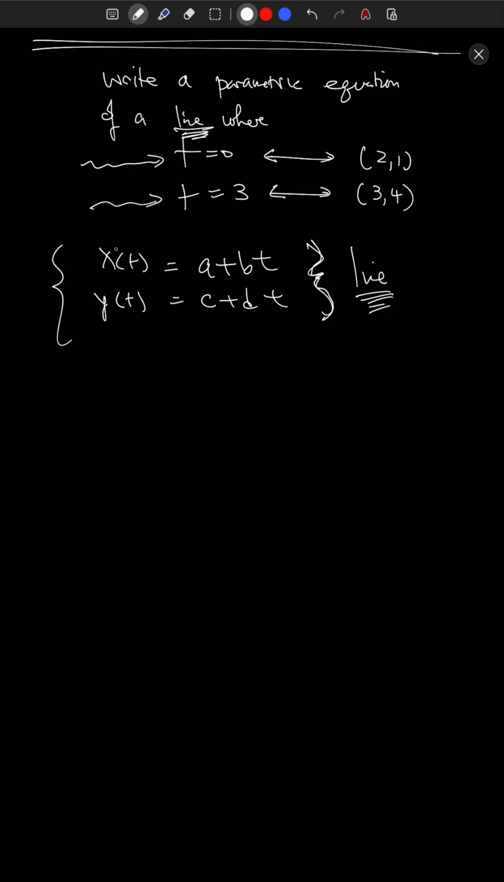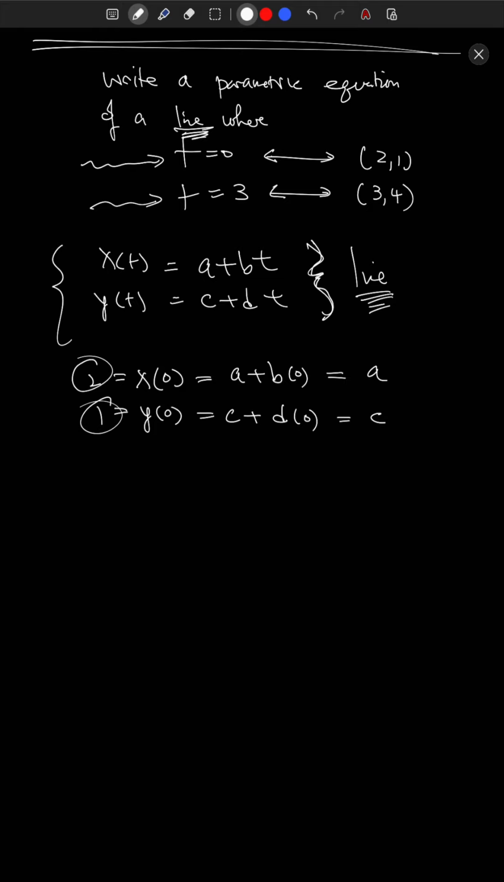Well, we solve these equations for a, b, c, and d. So for example, t equals 0, we know we should be at (2, 1). That's the same as saying x of 0 should be 2, and y of 0 should be 1, right? But on the right-hand side, x of 0 is a plus b times 0, and then y of 0 is c plus d times 0. Well, b times 0 is 0, so this is equal to a. This is equal to c. So instantaneously, we know that a should be 2 and c should be 1.